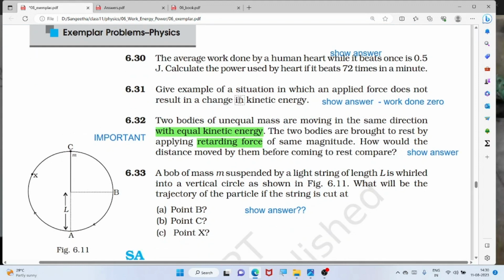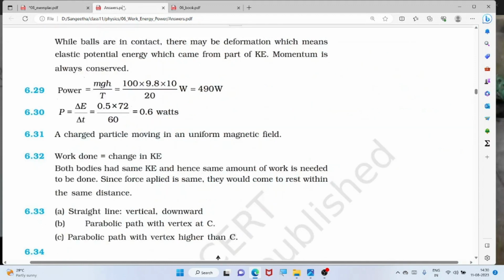Give an example of a situation in which applied force does not result in a change in kinetic energy. A charge moving in a magnetic field. The velocity of the charge won't be affected by the magnetic force. For a charged particle moving in a uniform magnetic field, the magnetic force does no work on the particle, so kinetic energy won't change.